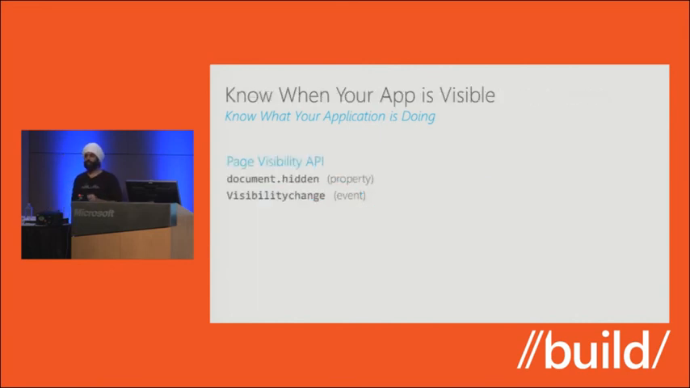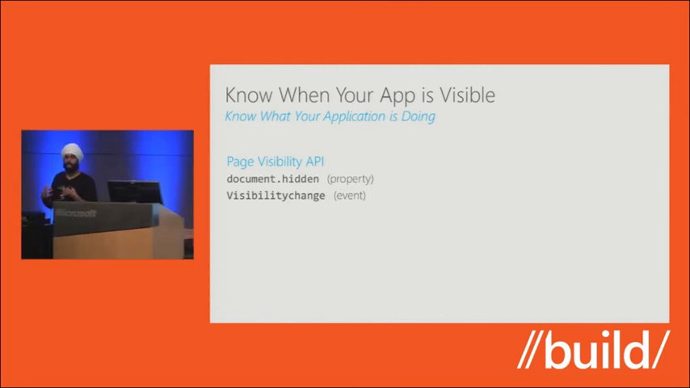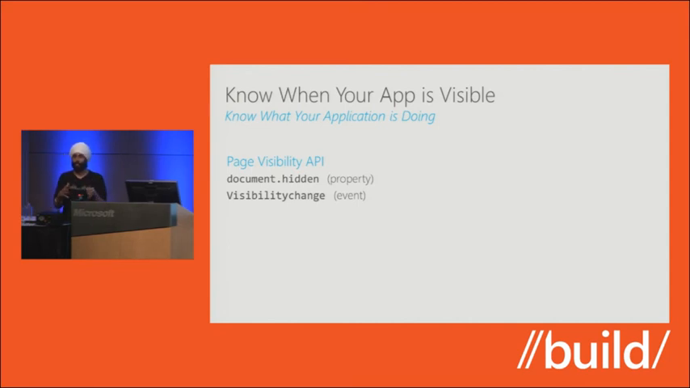Without knowing the visibility state of your application, you're forced to design your application as if it's always visible. So Page Visibility is a new standards-based API supported in IE10, the Windows Store apps, as well as modern browsers. And essentially, it allows you to programmatically determine the visibility state of the application. So when the application is not visible, throttle down activity, save CPU time. This will also help battery life.